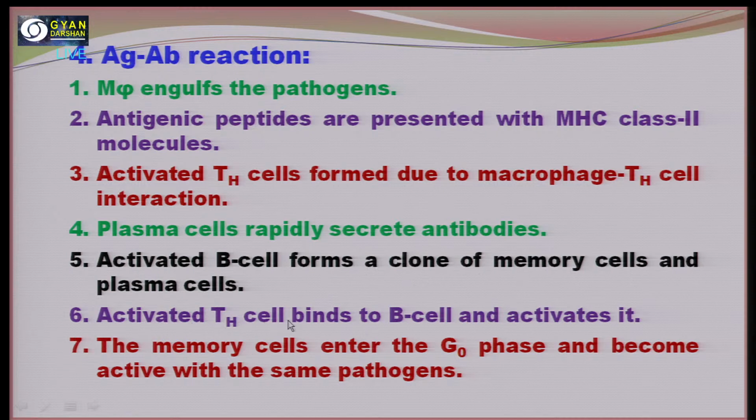Activated T helper cells bind to the B cell and activate it, and memory cells in the G0 phase become activated when they encounter the same pathogen. So these are the steps of the antigen antibody interaction. Your antigen and antibody react with the particular pathogen, and ultimately they are able to produce the antibodies.